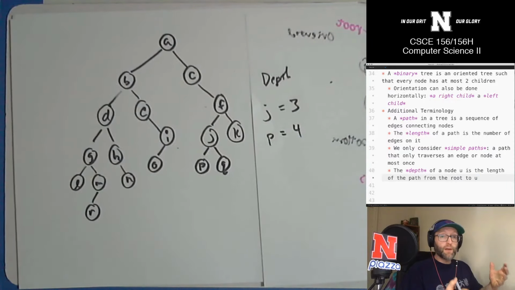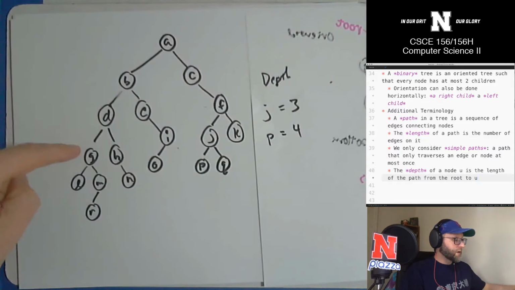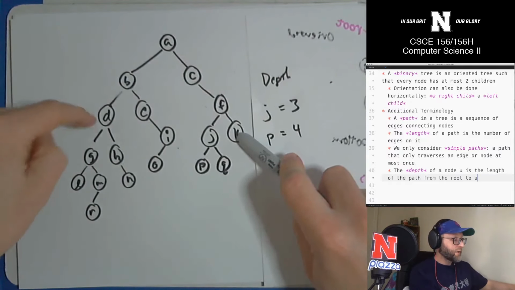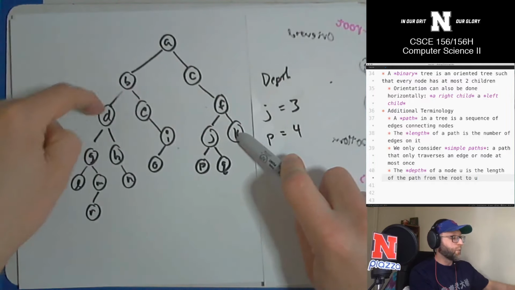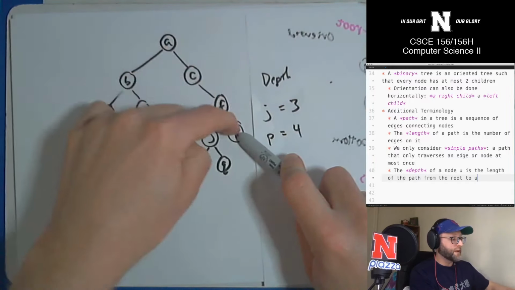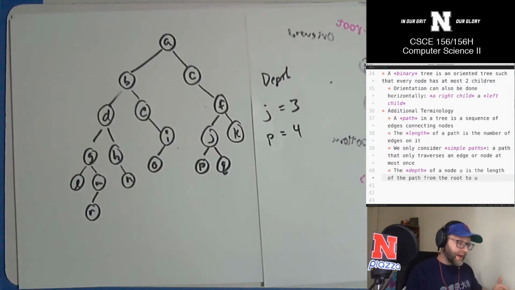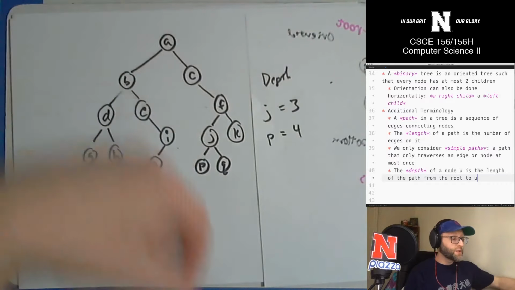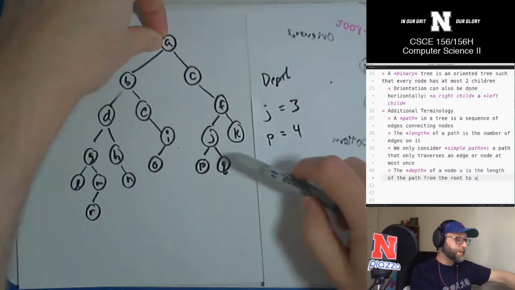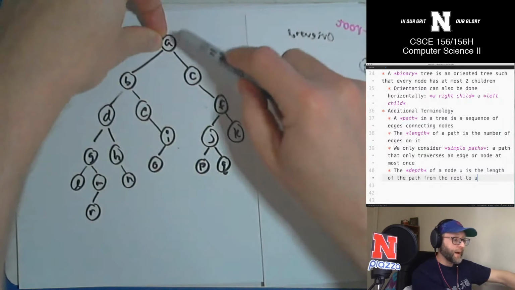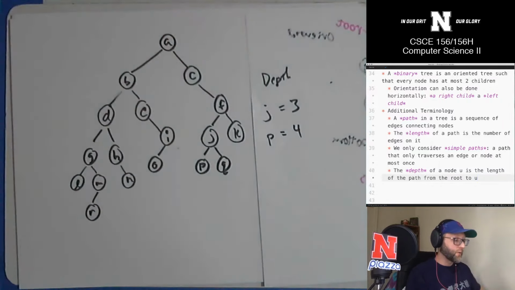Now, there are paths that are longer. For example, I can start at G to get to K. I have to go all the way up to the root and then traverse back down this tree. So that's 1, 2, 3, 4, 5, 6. That's a path of length 6. But the depth of a node is once you've oriented it, then you've got a root up here. The depth is simply going to be the length of the path from that root to any other node here.